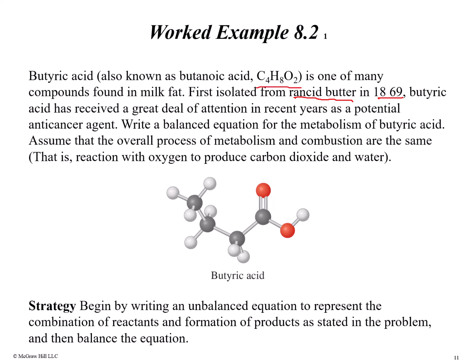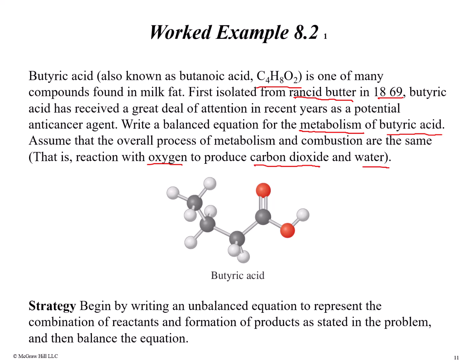But I expect you to be able to read this problem and write a balanced chemical equation. So it says write a balanced equation for the metabolism, and you're going, what does that mean? And for butyric acid. Well, I don't expect you to know what metabolism is, but it is the breakdown of the butyric acid. So they tell you it reacts with oxygen and it produces carbon dioxide and water. So now you have all the components to write your equation.